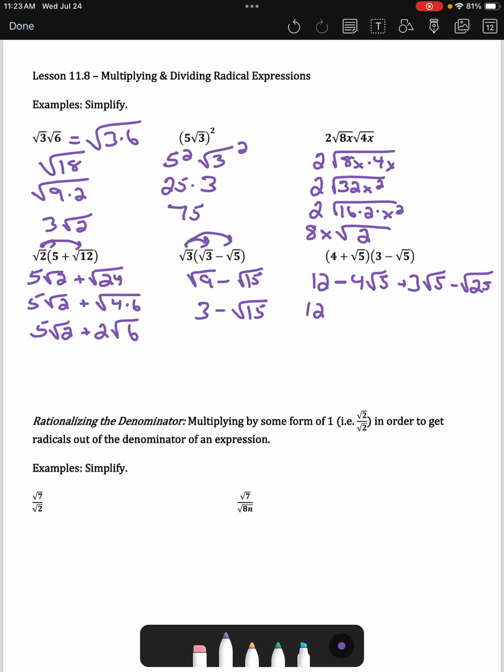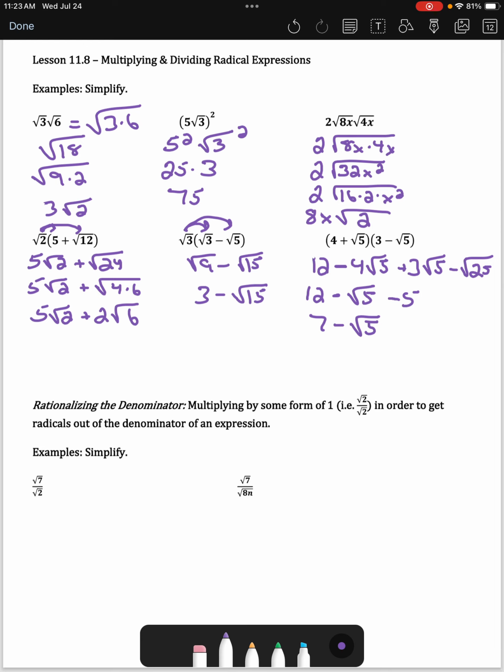So let's look at what we can do here. We can combine the two root 5 things, so negative 4 root 5 plus 3 root 5 is negative 1 root 5, or just negative root 5. That last term, though, root 25, is 5. Which means we again have like terms, 12 and 5, the two numbers that are free of square roots. 12 minus 5 is 7, and the minus root 5 is still minus root 5. So that's multiplication.